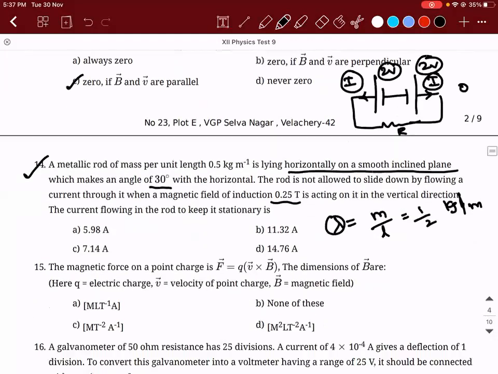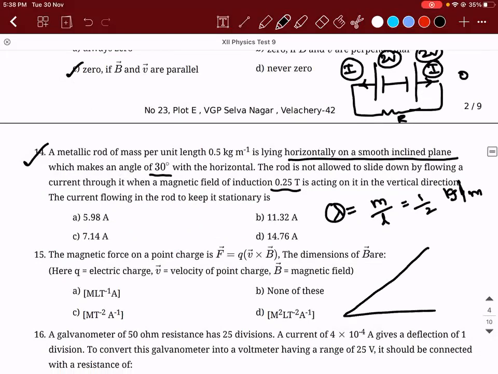So this is slightly a tricky question. Observe, guys. There is an inclined plane where the angle of inclination is 30 degrees with the horizontal. There is a rod lying like this, on a smooth inclined plane. If it is a smooth inclined plane, what should have happened to that rod? It should have slid down due to its own weight.